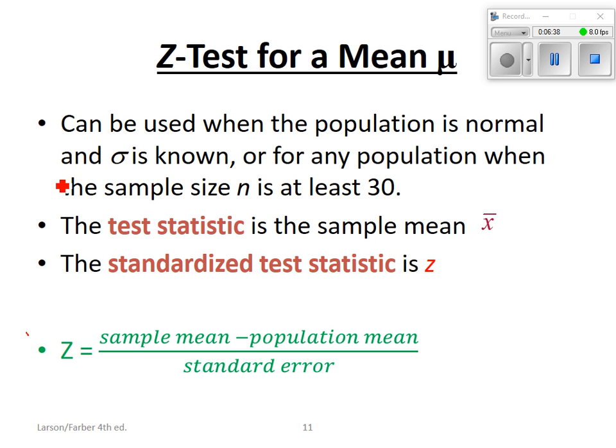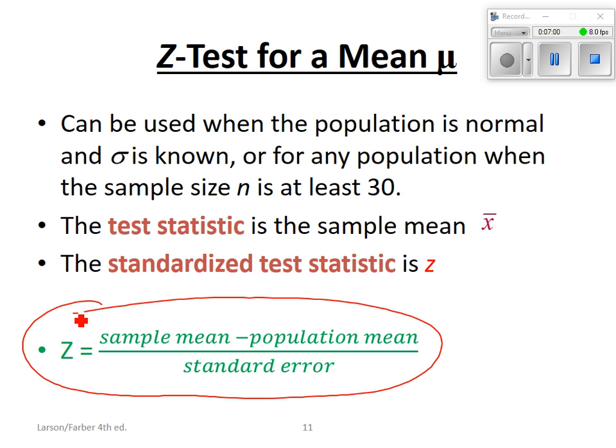The z-test for the mean, your test statistic is your x-bar. Your standardized test statistic is your z-score. You find your z-score by doing this. The homework tonight's going to do more of that. You're going to have to be able to find that z-score.